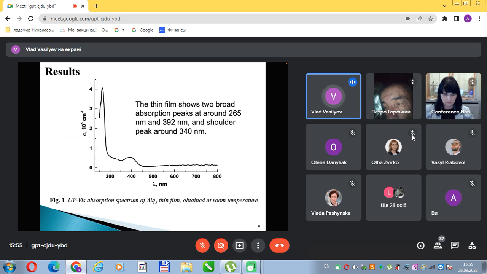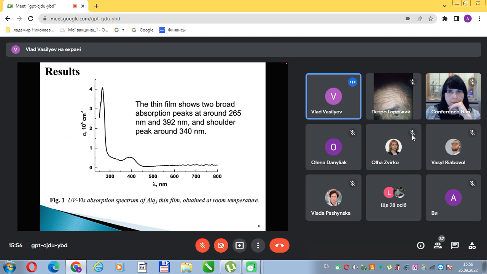The high energy peak at 265 nanometers was related to the presence of pi-to-pi transitions, while the low energy peak at 392 nanometers was connected to pi-to-pi transitions. Minor contributions at around 340 nanometers exist due to the transitions to lowest excited singlet states.